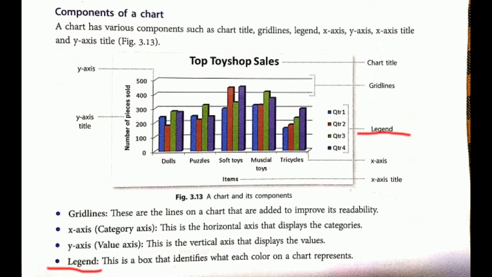And the last component is legend. This is a box that identifies what each color on a chart represents. See in the figure, under the section legend, 4 colors are given, and each color represents a particular category. So the components of a chart are chart title, grid lines, legend, x-axis, y-axis, x-axis title and y-axis title.